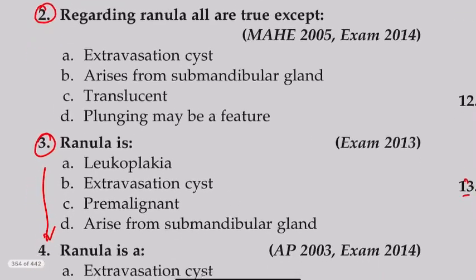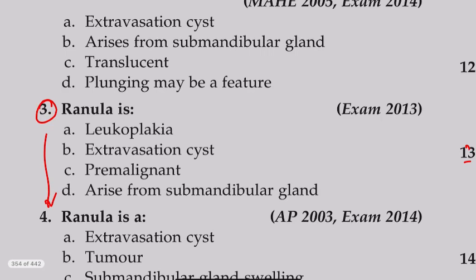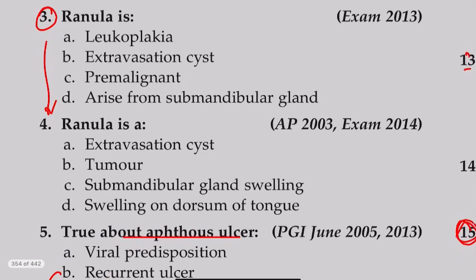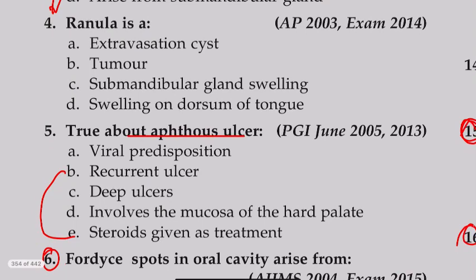What is ranula? It is an extravasation cyst, right? These are mucus retention cysts in the sublingual gland. They are not pre-malignant, right? What is ranula? It is the same thing, an extravasation cyst, right? What is true about aphthous ulcer? These are recurrent also, and steroid is given as a treatment, right? Aphthous ulcer.